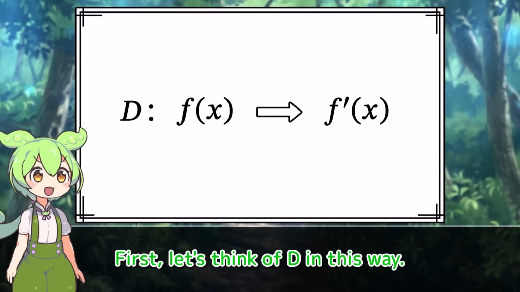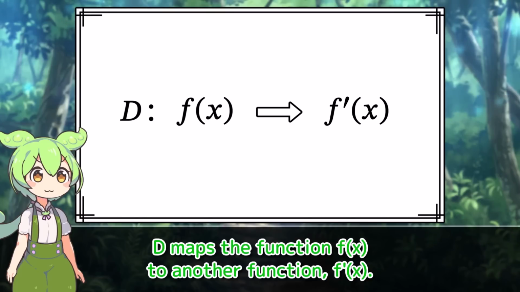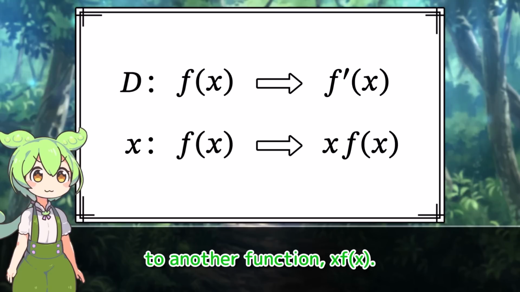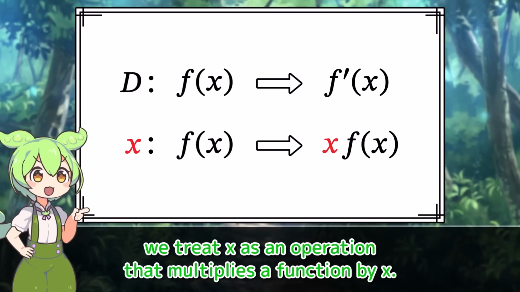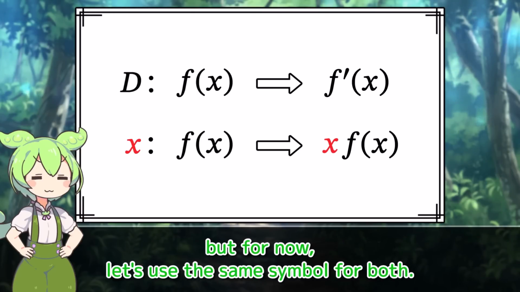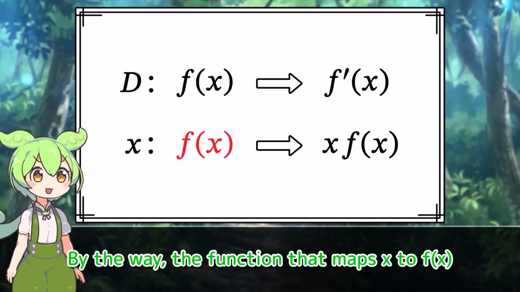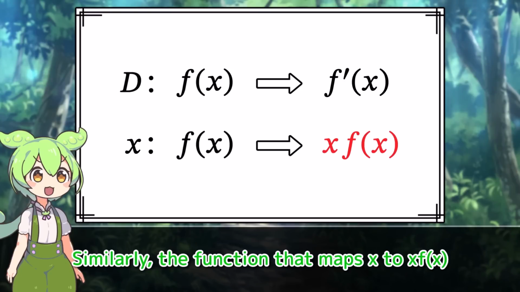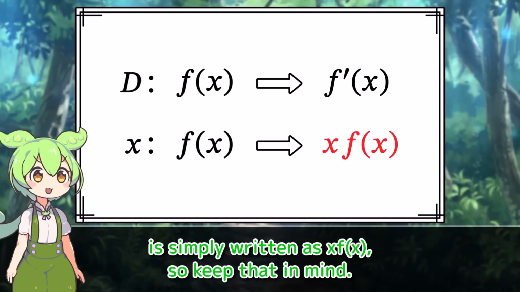First, let's think of d in this way. D maps the function f of x to another function f prime of x. And in the same way, let's think of x as mapping the function f of x to another function, x f of x. In other words, we treat x as an operation that multiplies a function by x. Strictly speaking, this x is not the same as the original variable x, but for now, let's use the same symbol for both. By the way, the function that maps x to f of x is simply written as f of x here. Similarly, the function that maps x to x f of x is simply written as x f of x, so keep that in mind.